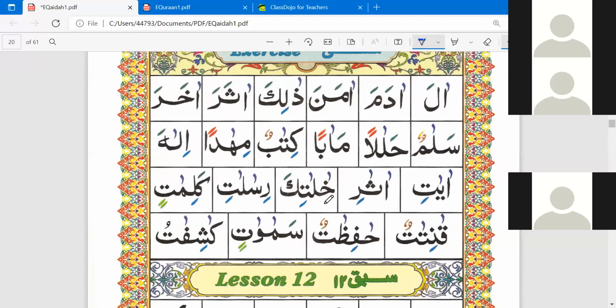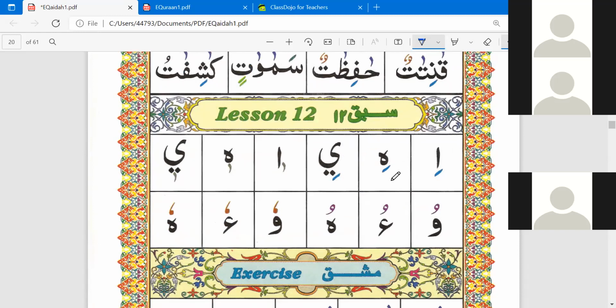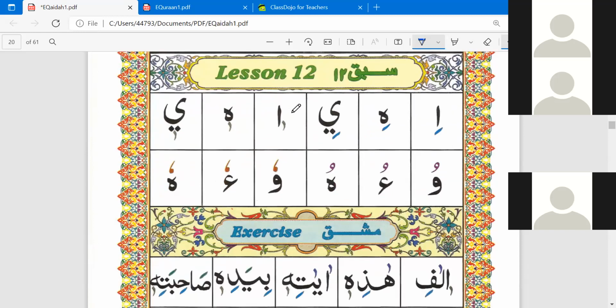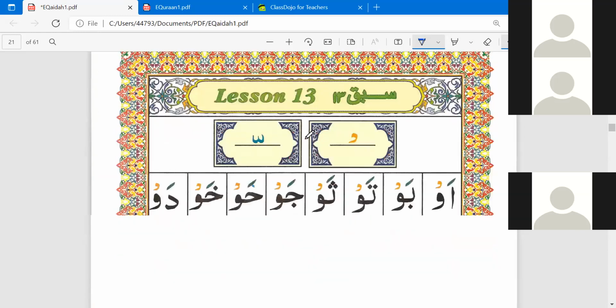Look at this one. I will elongate the first and the second one. So I will say "kholatika". And mind you, do not elongate too much. Do not stretch it too much. We only allow to stretch for 2 counts for now. We are coming to 5 count. We are coming to 6 count. That's lesson 12. It's almost the same, more or less the same thing.